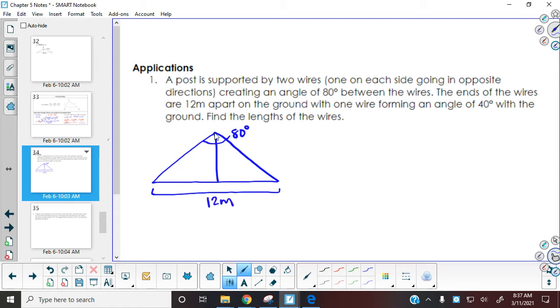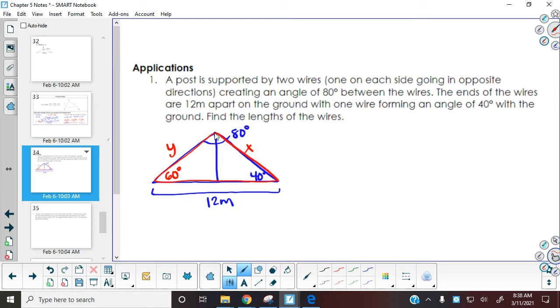It says one of the wires forms an angle of 40 degrees with the ground. It doesn't matter which one you pick. So now, if we look at the big triangle, so not one of the little ones, but this big one, we can figure out the other angle in the lower left-hand corner to be 60. Now it says find the length of the wire. So we don't know this length, and we don't know this length.